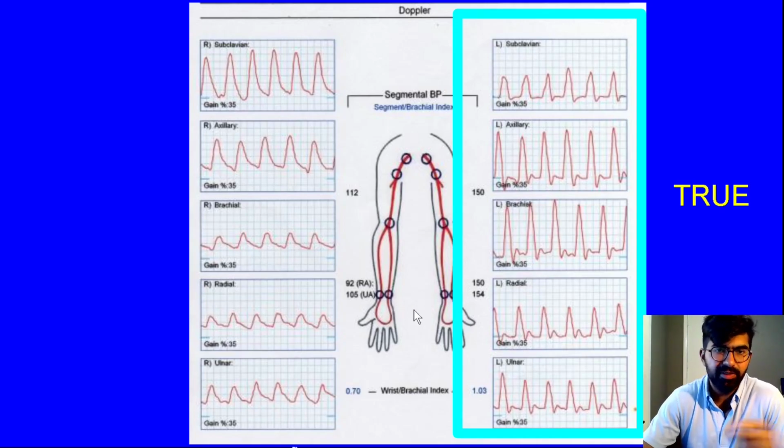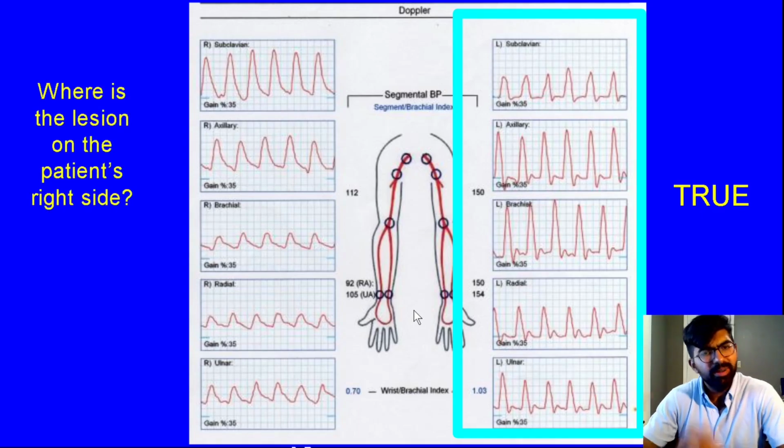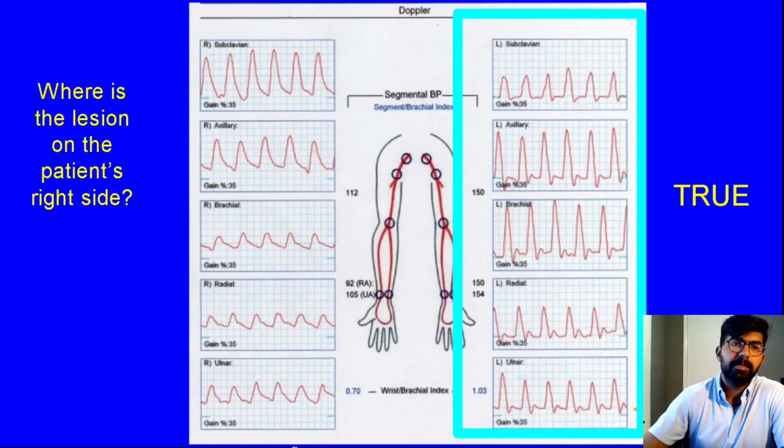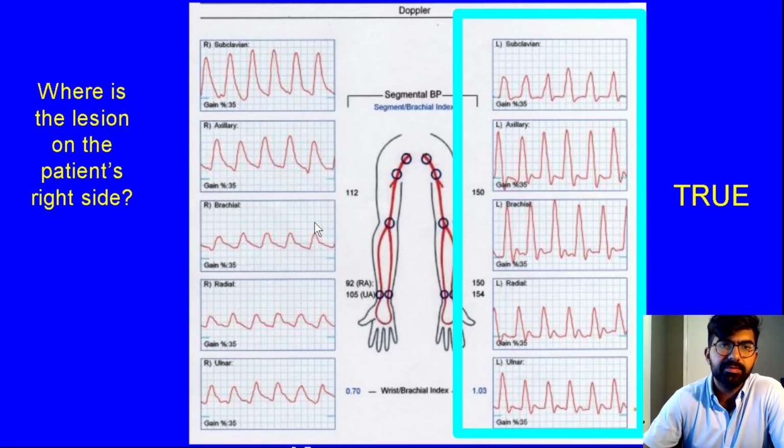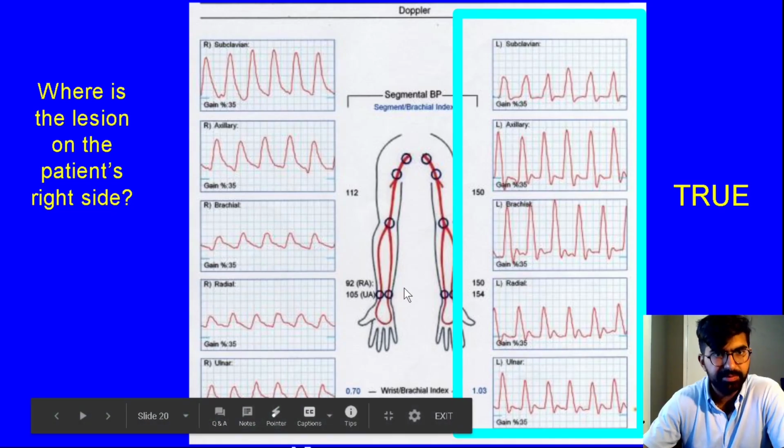Now, looking carefully at this as we transition to more concepts, where is the lesion on the patient's right side? Okay, so look carefully. I'll give you a second. Look at the right subclavian waveform, and you have the normal side here on the left. You have the axillary artery, brachial, radial, and ulnar.